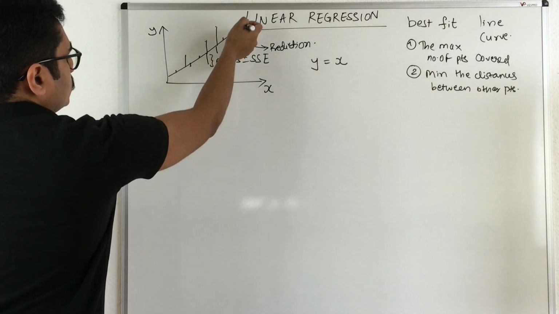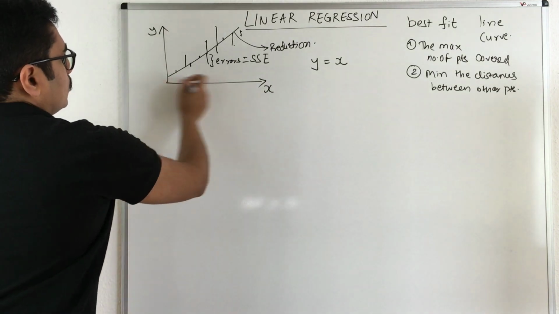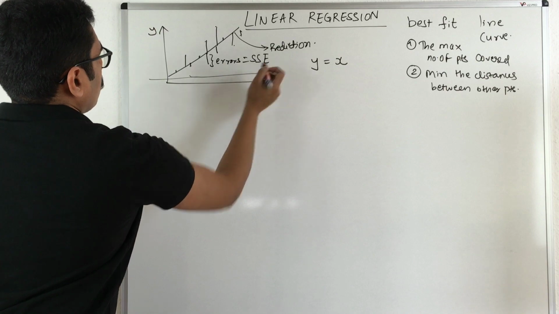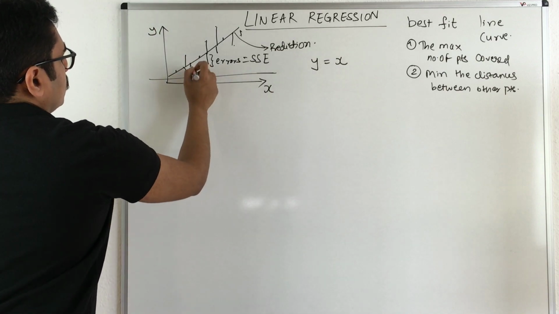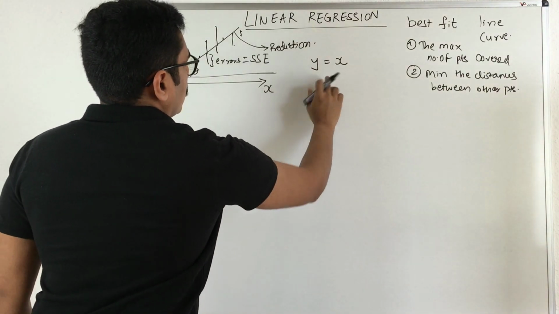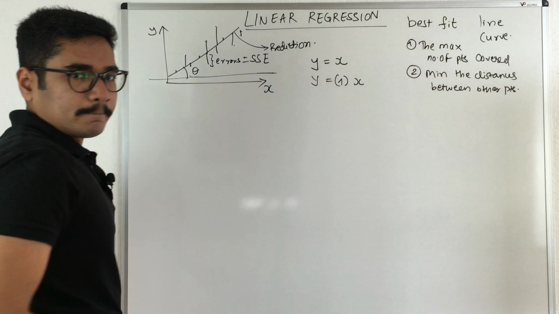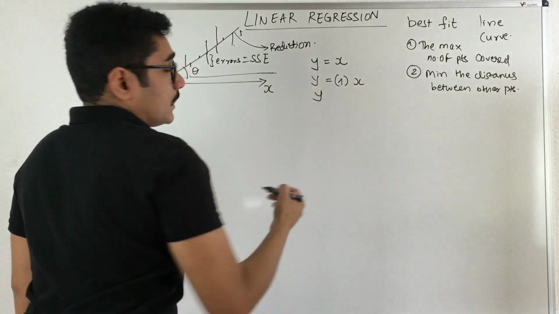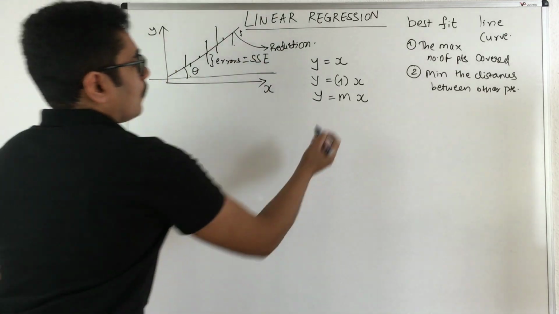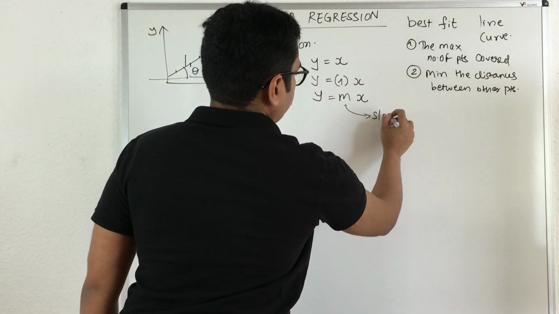So say now this particular line which you can see makes some angle with this x. Now say you draw some line like this. This angle is say some theta. Now you can generalize this as y is equal to 1 times x. Now you can generalize even more, y is equal to mx. Now this m is nothing but your slope.